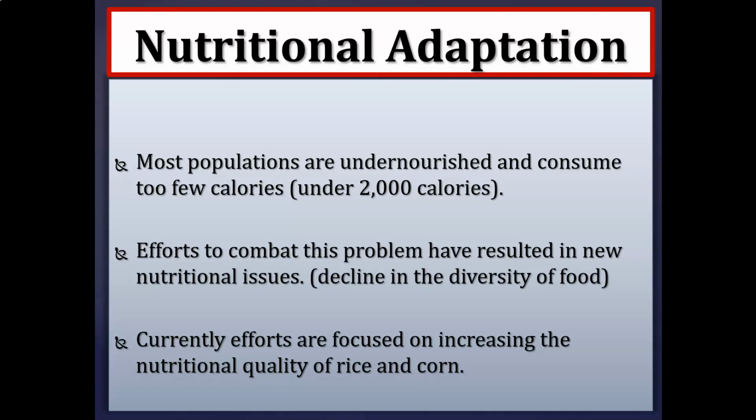this is reducing the overall diversity. And as these plants are bred generation after generation, we're looking for characteristics that are beneficial to humans and feeding large amounts of humans, but that's not necessarily beneficial for the diversity of these plants and animals. So currently efforts are focused on increasing the nutritional quality of both rice and corn.